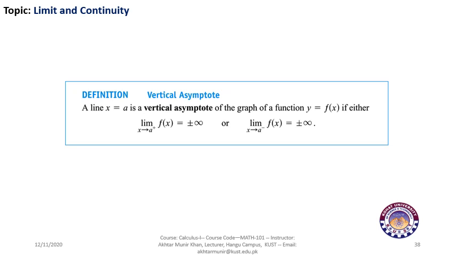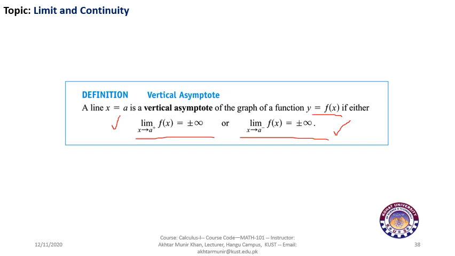So a line x equals a is said to be the vertical asymptote of the graph of a function y equals f of x if either of these two conditions is satisfied. The condition is that the limit as x approaches a of f of x equals plus or minus infinity. If this condition is satisfied, then we categorize x equals a, which is a vertical line, as the vertical asymptote of the function y equals f of x.